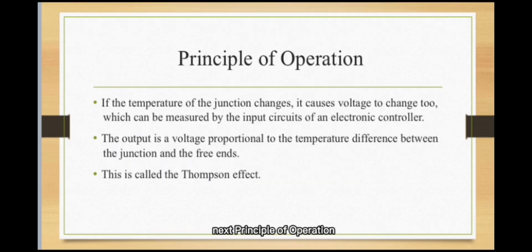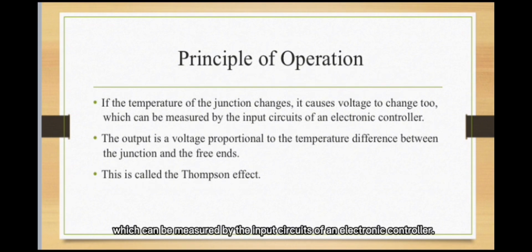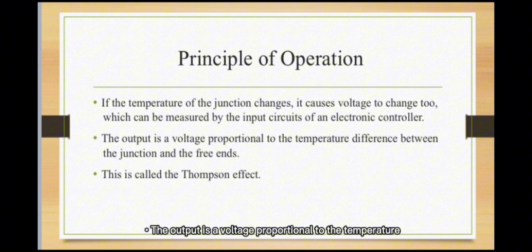Next, principle of operation. If the temperature of the junction changes, it causes the voltage to change too, which can be measured by the input circuits of an electronic controller. The output is a voltage proportional to the temperature difference between the junction and the free ends. This is called the Thomson effect.